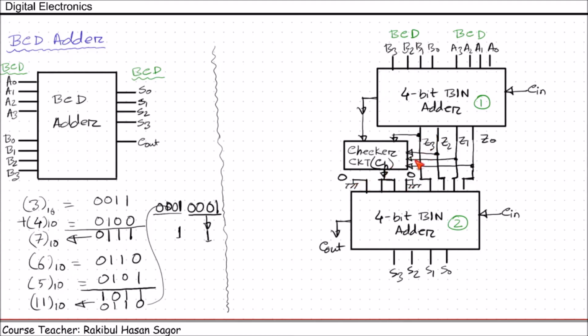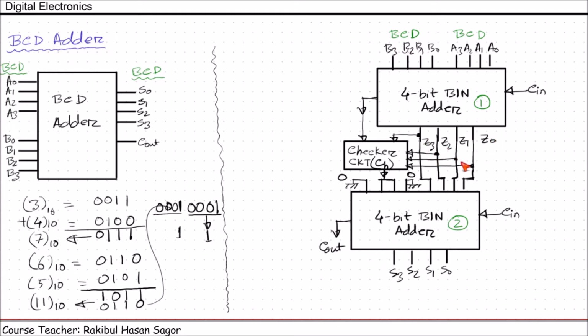Now, after examining these values, if the checker finds that this Z0, Z1, Z2, Z3 is greater than 9, it will give us output, checker output CH equals to 1. When it gives us 1, this 1 is connected with these two inputs. So eventually the second input of this binary adder will get 0, 1, 1, 0, which means 6. So if this Z0, Z1, Z2, Z3 value is greater than 9, then automatically 6 will be added with this number and we'll get the corresponding BCD value.